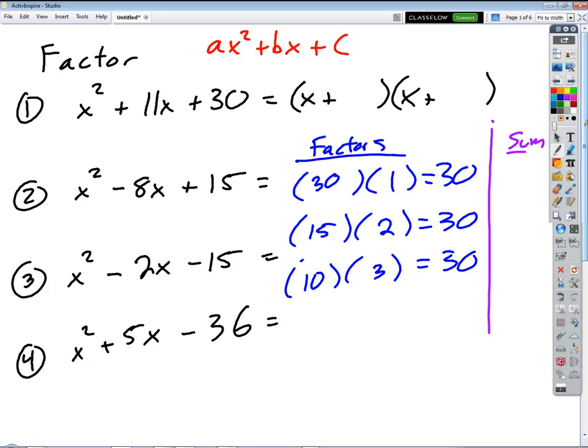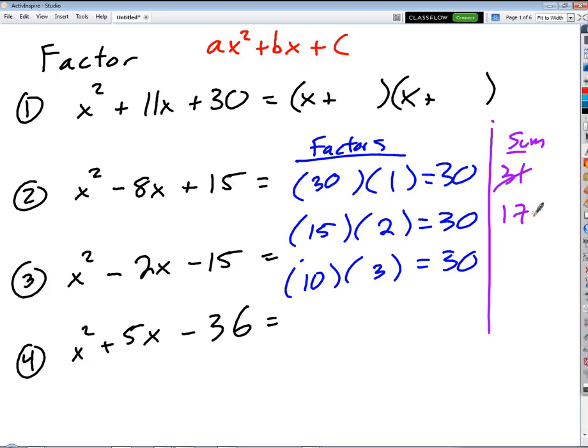Let's look over here and see what these sums are. 30 plus 1, 31, way too big, right? We want 11. 15 plus 2, 17, still too big. 10 plus 3, 13. But what do you notice here? There's a really important trend. As the factors get closer together, what's happening to the sums? They're getting smaller. Yeah. Okay. So that's kind of an important thing to remember. If b is a small number, then you know that the factors are pretty close together, right?